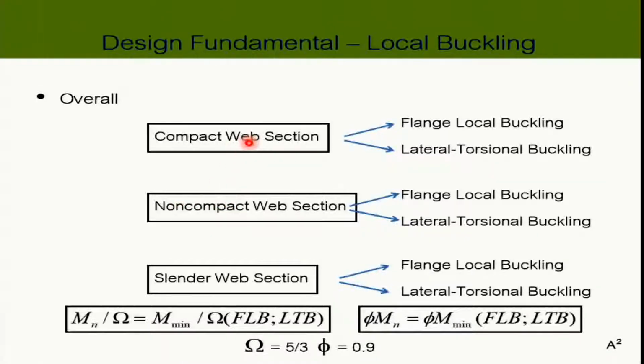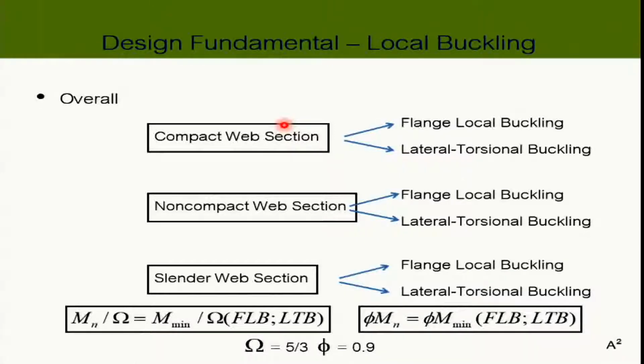Because if you have a compact web, you will have one kind of calculation. If you have a non-compact web, you will have another set of calculations. If you have a slender web, you will have another set of calculations. So for me, it is best that we look at the design model like this. You're not going to see this in the AISC specification. They don't write it like this. But this is my own understanding, and I think it is better.